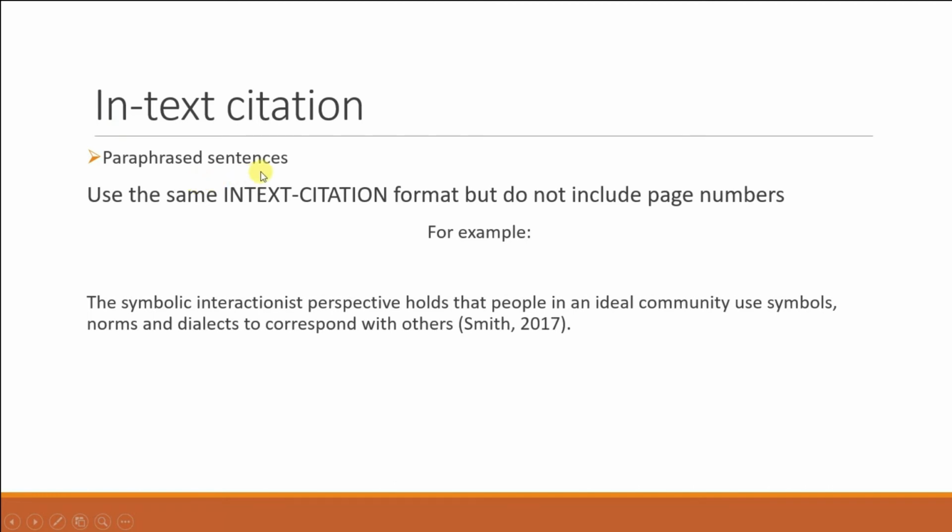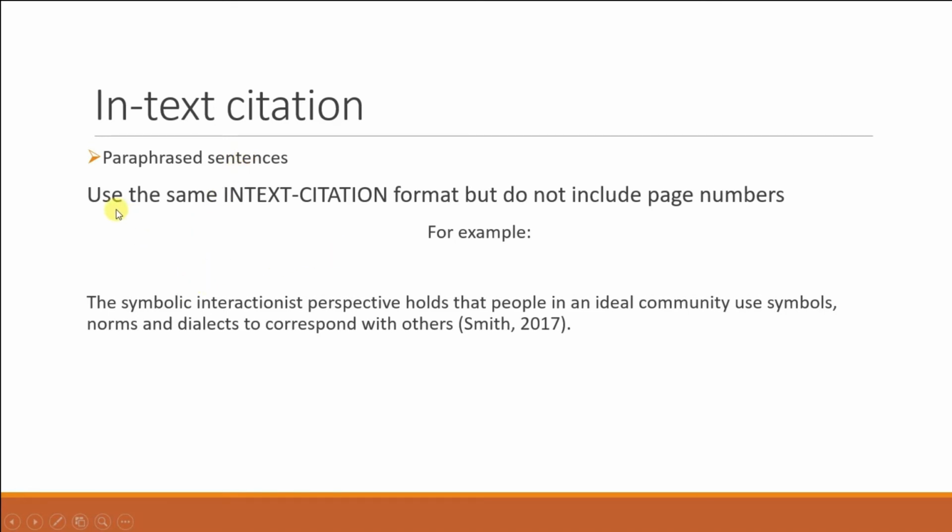So you know what paraphrasing is. Paraphrasing is just reading information from a source, then writing it in your own words. That's what paraphrasing is. So when you paraphrase information from a source, then how do you in-text cite?